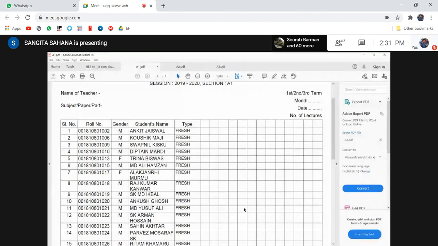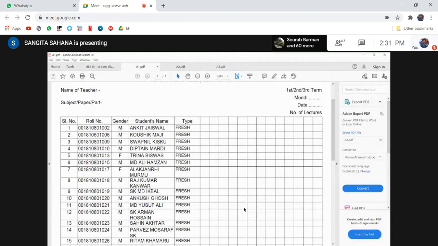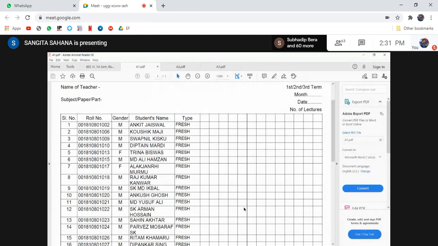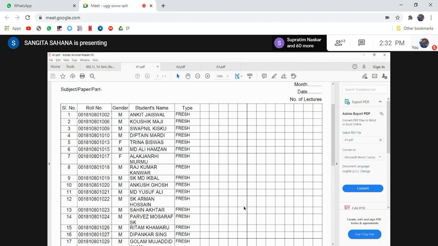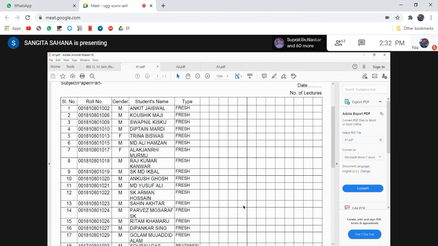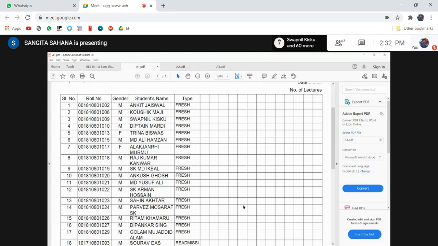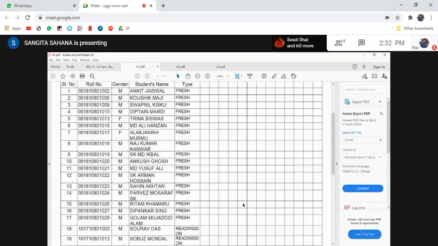Yes, ma'am. Ankit, yes, ma'am. 6, Kaushik, yes, ma'am. 9, Swapnil, yes, ma'am. 10, Deepten, yes, sir. Yes, ma'am. Present. 15, yes, ma'am. Mohammad Ali Amjan, 17, yes, ma'am. 18, Rajkumar, yes, ma'am. 19, Iqbal, yes, ma'am. 20, yes, ma'am. 21, Yusuf Ali, present.